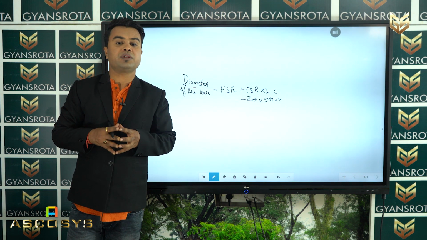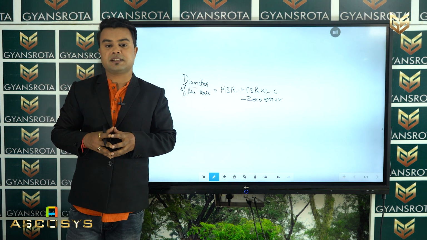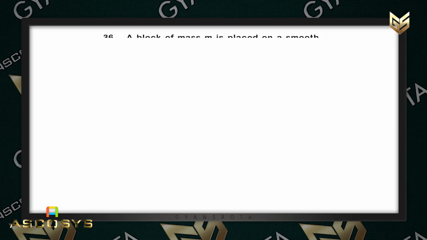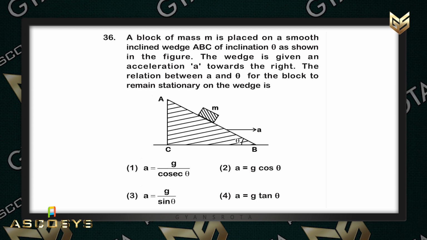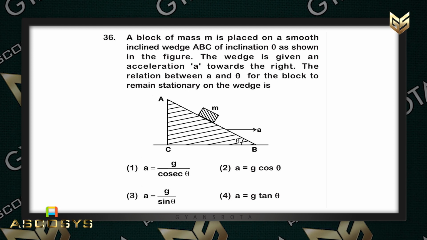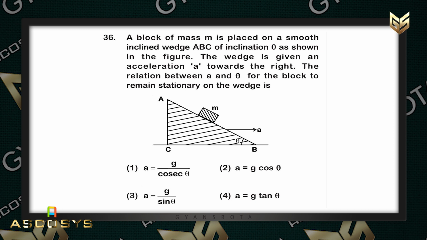Let us move now to the next question, that is question number 36. Question number 36. A block of mass M is inclined on a smooth inclined edge ABC of inclination theta as shown in the figure.